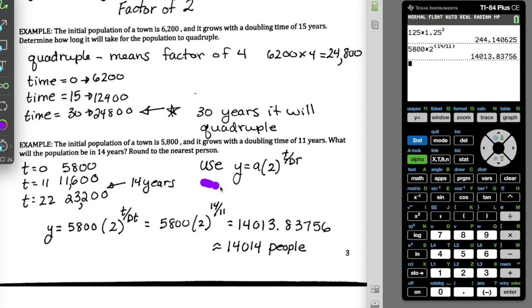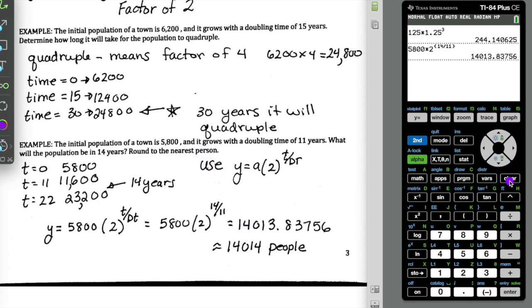So now, relying on the formula, here's our formula. We have y is equal to a, our initial value, times 2 to the power of our time divided by our double time. So I'm going to take 5,800 times 2. The time that we're looking for that passes is 14 years. So I'm going to put that in for the t. My double time that's going to go in the denominator is 11, and I'm going to work that out on the calculator. Now, the question says round to the nearest person.